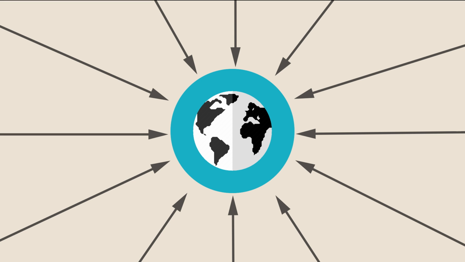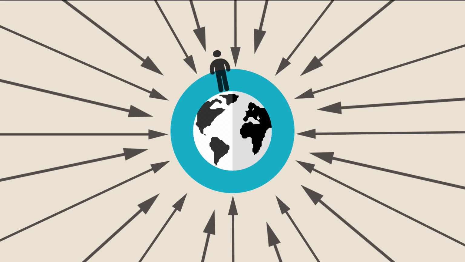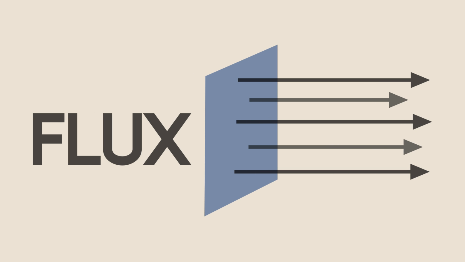A particle with mass causes a radial gravitational field. Gravitational fields apply a force on other objects with mass. That's why we, objects with mass, experience a gravitational pull from the Earth. The strength of this force is determined by the strength of the gravitational field. The more field lines, the stronger the field. To describe the strength of a field, we use something called flux. This is the number of field lines that go through a surface.